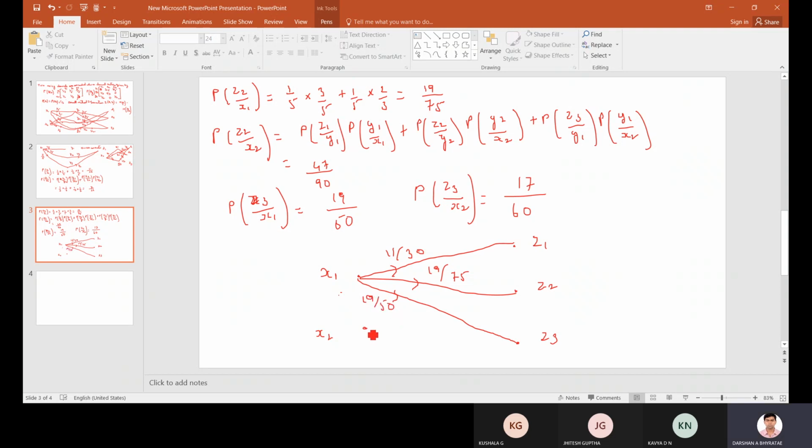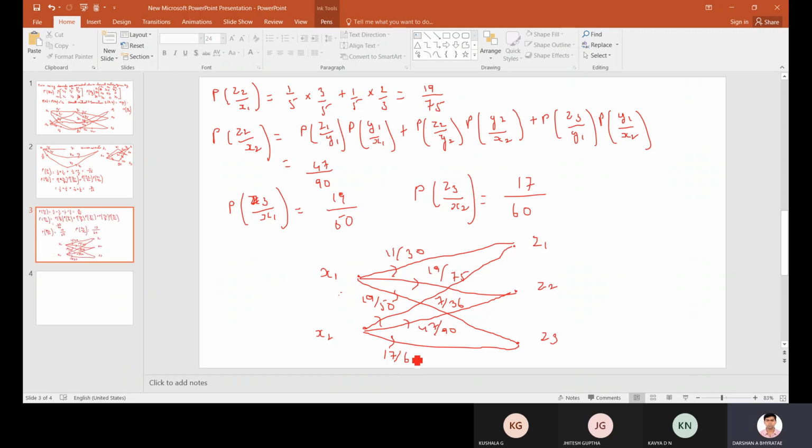Okay, and similarly, we have Z1 by X2. It becomes 7 by 36, and it will become 47 by 90, and it will become 17 by 60.